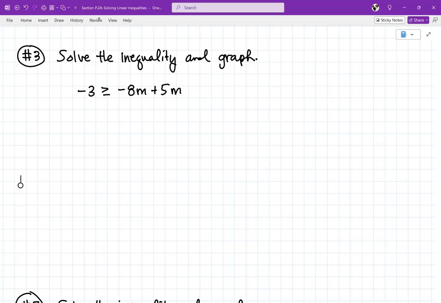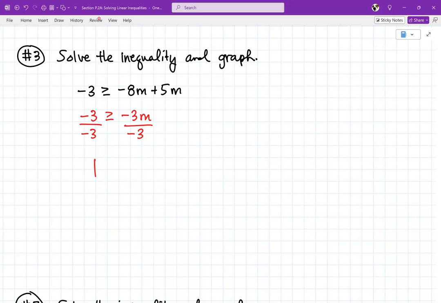So the first one, -3 is greater than or equal to -8m plus 5m. You can see on the right side, I have variables on the same side, so I can combine them. So -8m plus 5m is -3m. So this is -3 greater than or equal to -3m. Now, to solve for m, I need to get rid of that -3 in front of it. So I'm just going to divide both sides by -3. So my answer is 1.